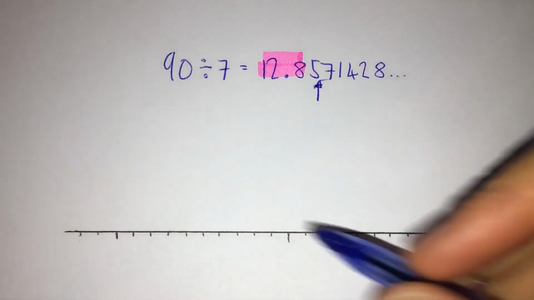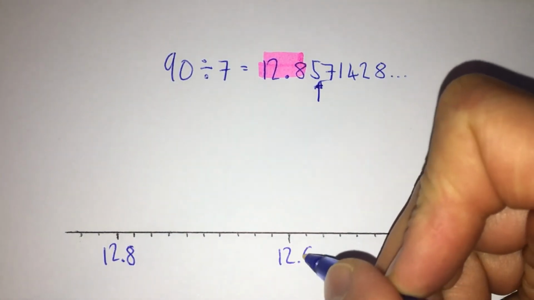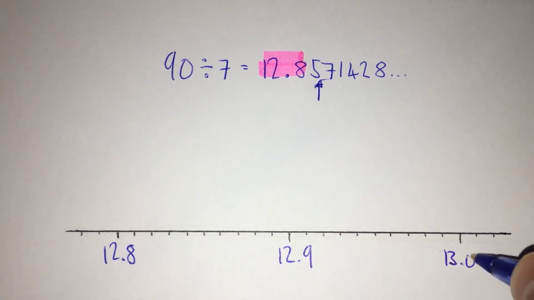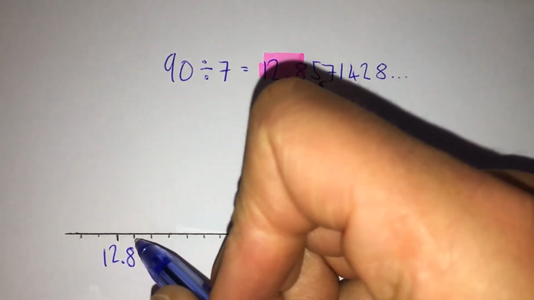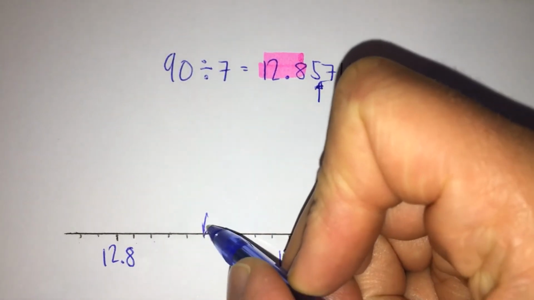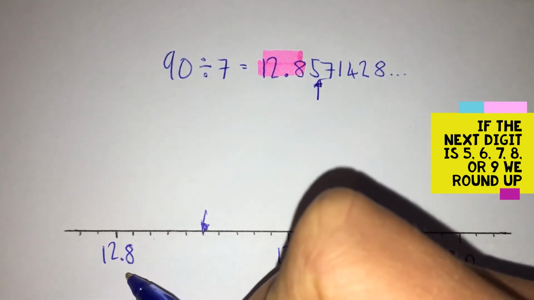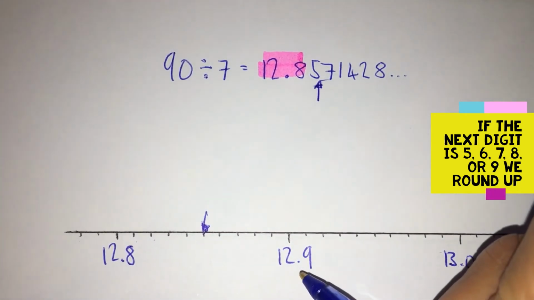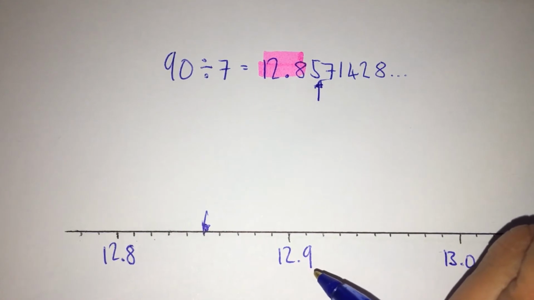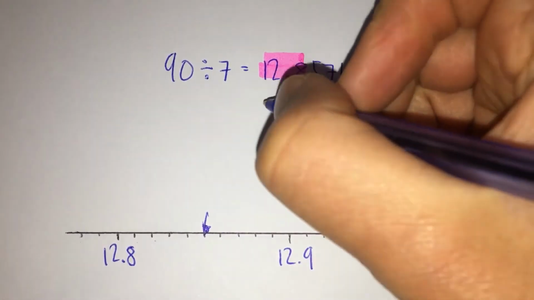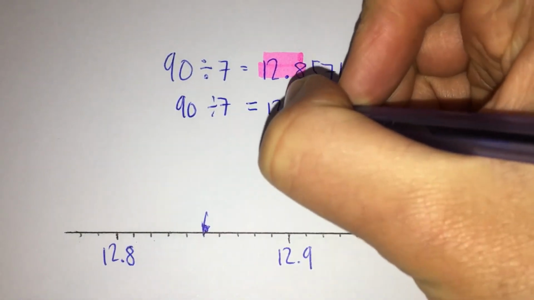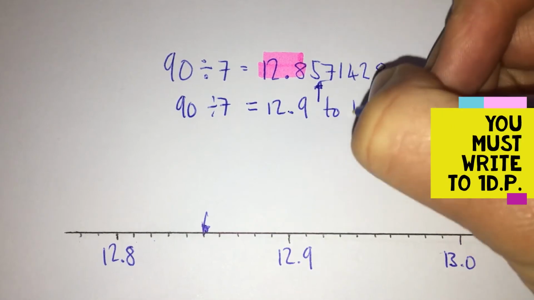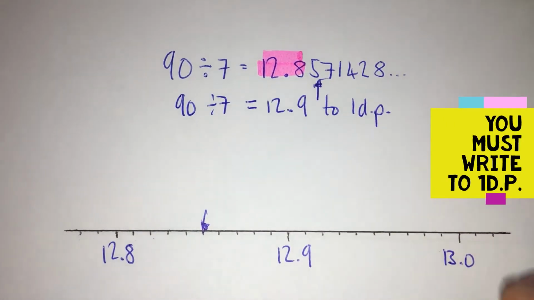Here it is on the number line. If we have 12.8 here and then 12.9 here, and this one would be 13.0, and we're looking for 12.85, we'd have 1, 2, 3, 4, 5, it would be here, which is exactly halfway between 12.8 and 12.9. And we're using the most common method of rounding, which is half round up. So we can say with confidence that 90 divided by 7 is 12.9 to one decimal place.